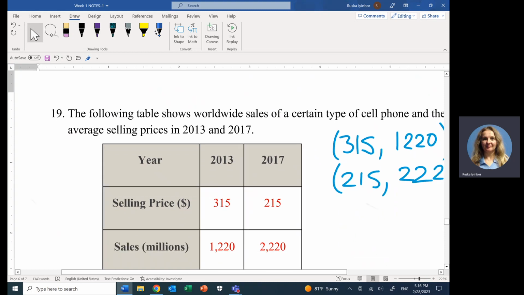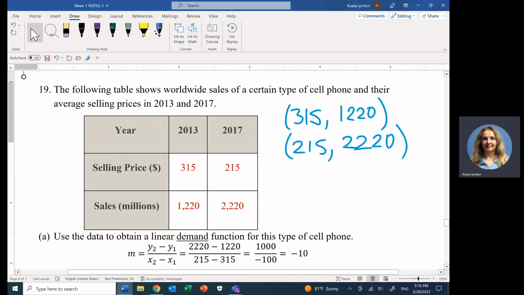And number 19, we have a table. They give us a table for the sale of cell phones, and the average price in 2013 and 2017. So this is the table which gives us the price and how many million cell phones they're selling each year, right? So you have 2 points given.